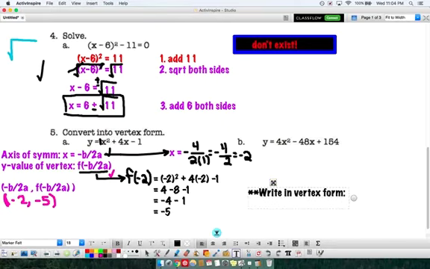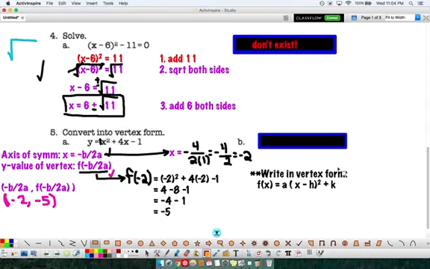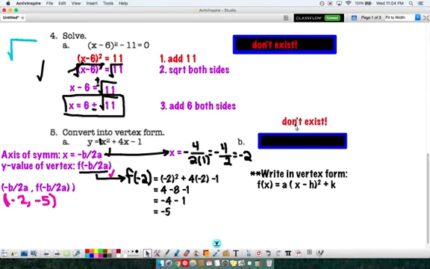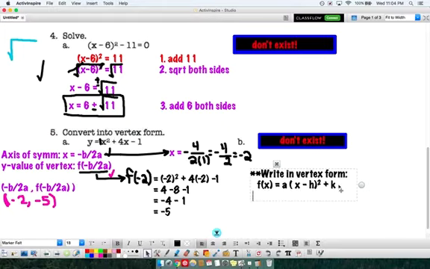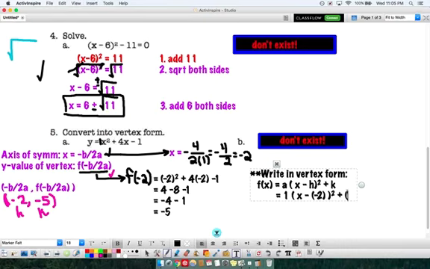Vertex form is this. F of x is equal to a times x minus h squared plus k. We're going to ignore this one for right now. This one does not exist right now. Let's plug in what we know. Do we know a? Yep, right there. A is 1 times x minus, what's h? H is right here. H comma k. H is negative 2. So we're going to plug in a negative 2. And that's squared plus k. Do we know k? Yep, k is right here. This is h. This is k. So it's plus a negative 5.